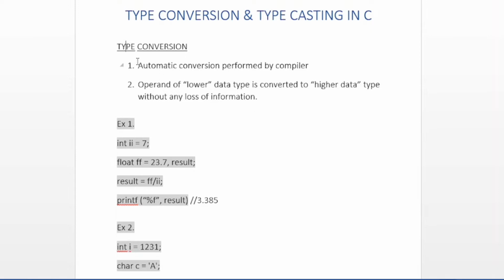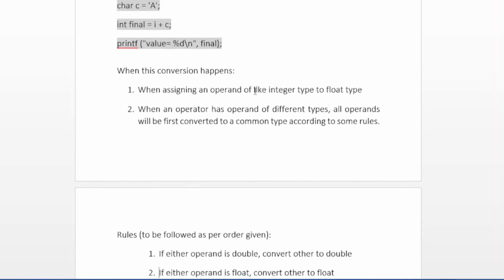Here it is written, automatic conversions are performed by the compiler. Operands of lower data type are converted to higher data type without any loss of information. Now, when these conversions happen, basically when we assign an operand of integer type to a float type, like on the right side I have i and on the left side I have f. f is of float type, i is of integer type. So first the integer type variable i will be converted automatically to float type and then its value will be assigned to f.